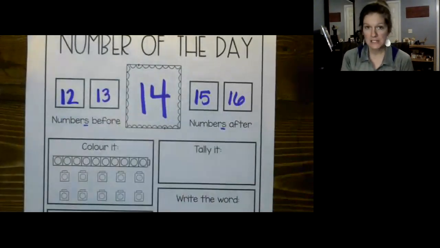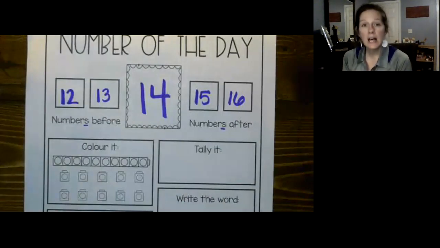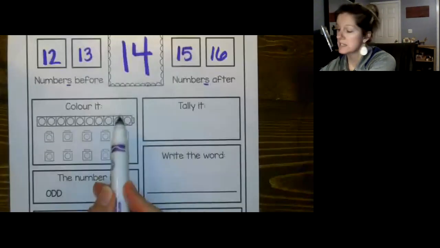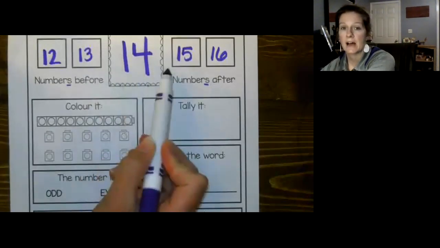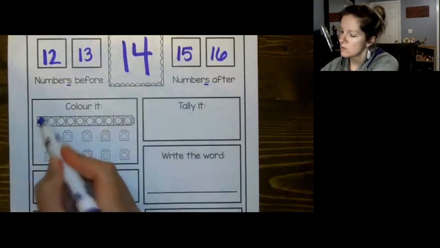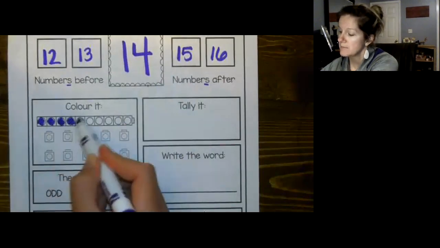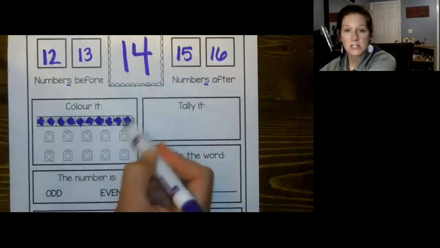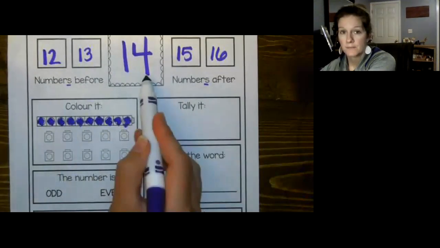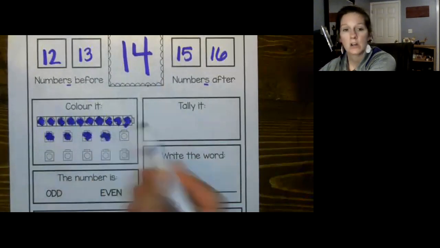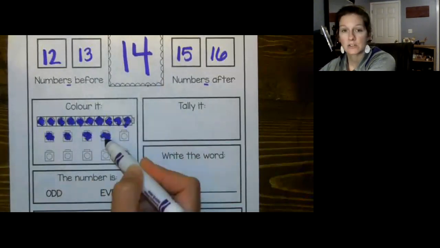All right, so our number of the day is 14, and they want us to color 14 cubes. I'm going to slide this up just a little bit. We have our group of 10, and we know a 14 is one group of 10 and how many extra ones? 4. So we're going to quickly color this in. That's our group of 10, one group of 10. And how many extra ones? 4. So we're just going to color 4. 1, 2, 3, 4. A group of 10 and 4 extra ones.